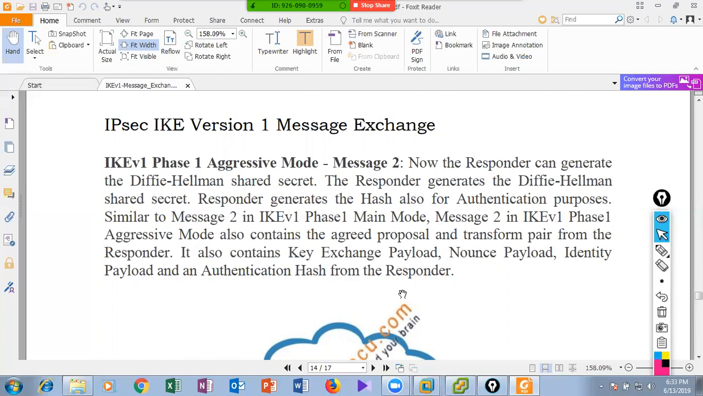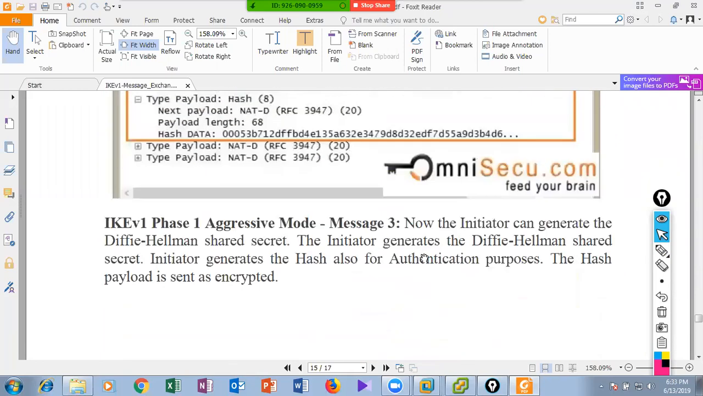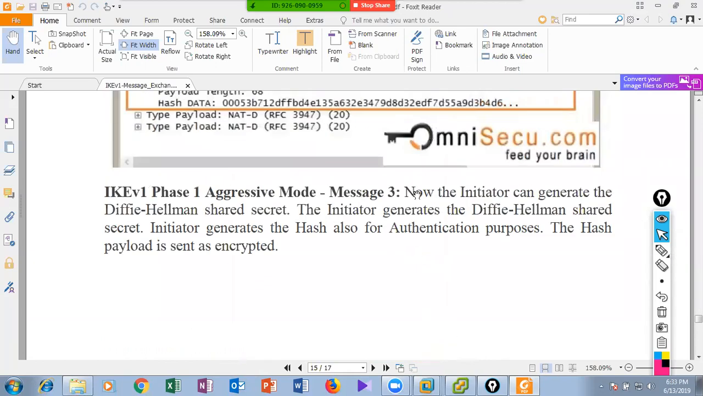So basically, again the same parameters, like the 2nd, 4th, and 6th message exchange, right? Once they are exchanged, then comes the third message exchange. Now the initiator can generate the Diffie-Hellman shared secret. The initiator generates the Diffie-Hellman shared secret key. The initiator generates the hash also, for authentication purposes.